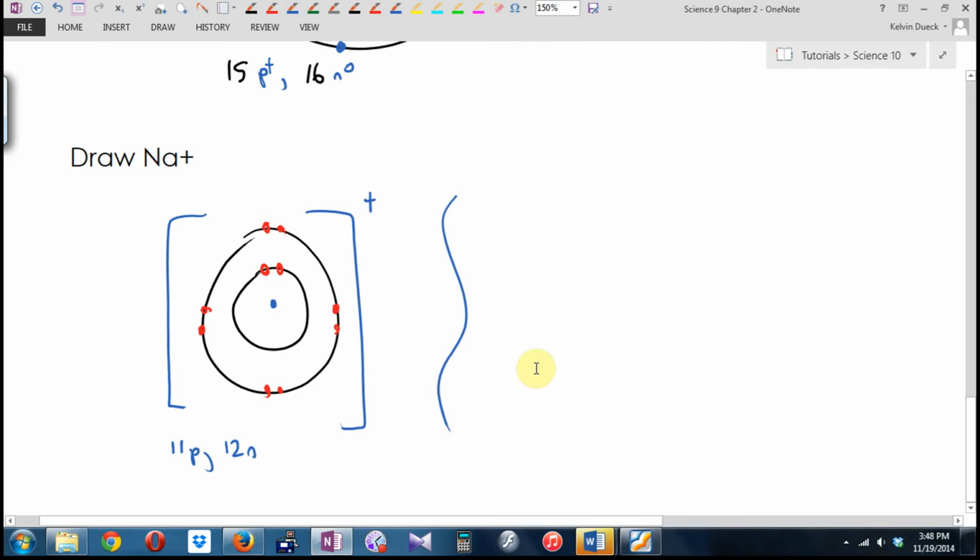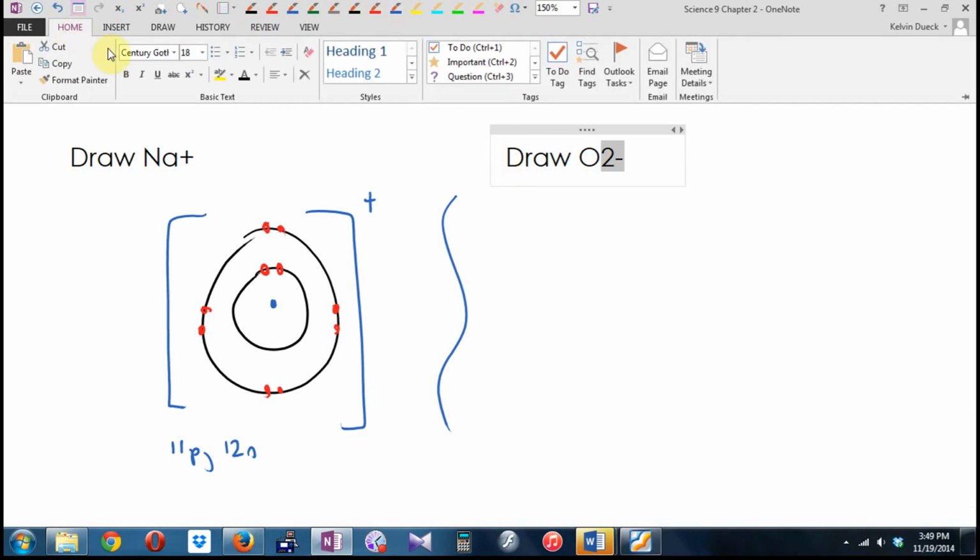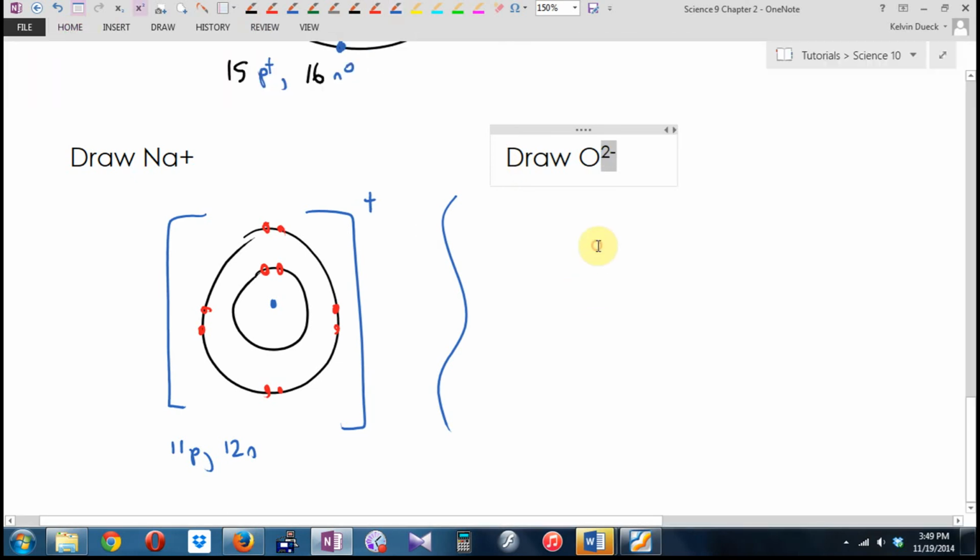Here, we'll go with, draw, how about O2 negative? Really, this should be a superscript, so let's do that. An oxygen ion. How do I know that's an ion and not an atom? Either the question will tell you, or you see the charge, right?